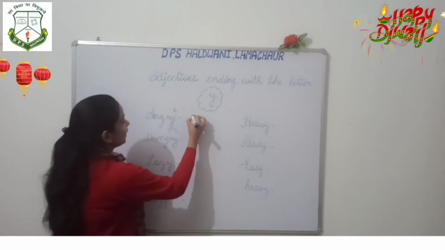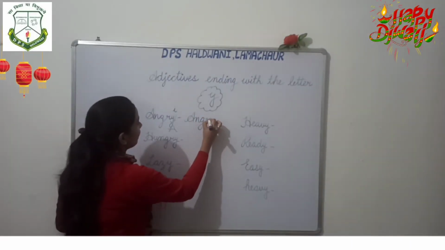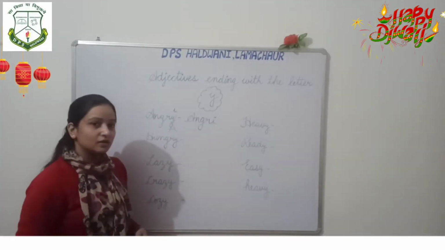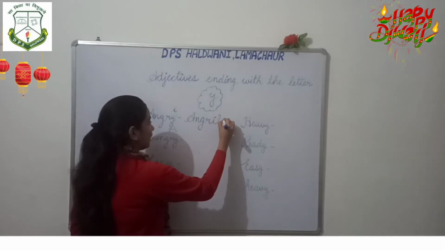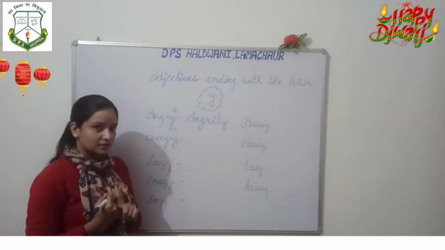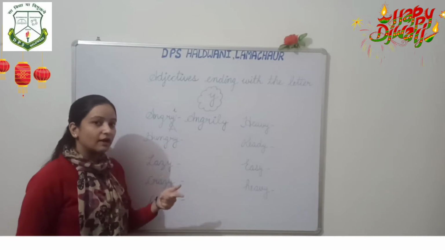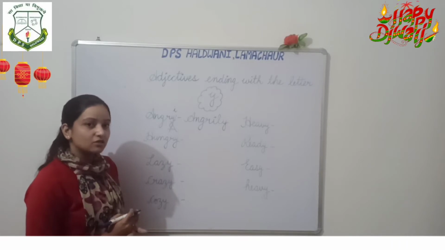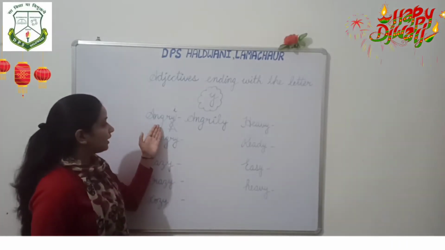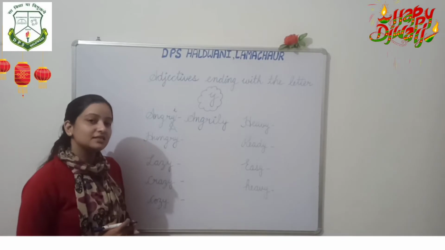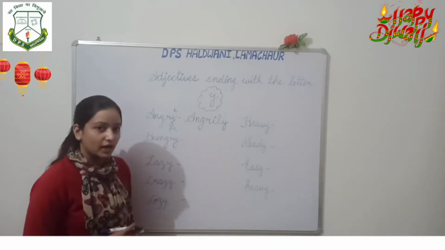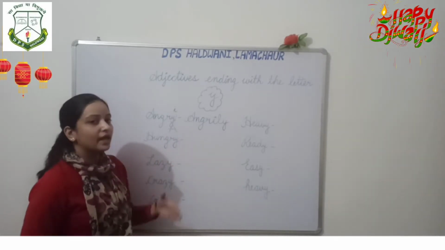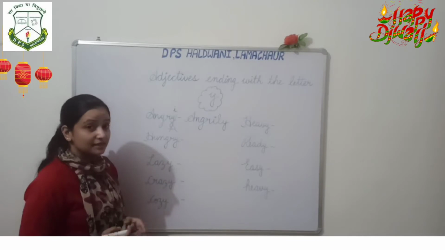So A-N-G-R-I. This much is clear. Now the same, add L-Y. The first step is to replace y with i. Here you have to add i in the place of y. So A-N-G-R-I. Then the second step is to add L-Y to the end. A-N-G-R-I-L-Y, angrily.